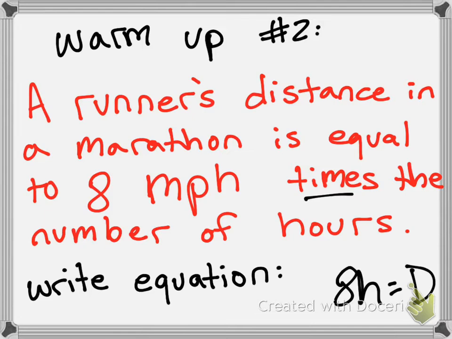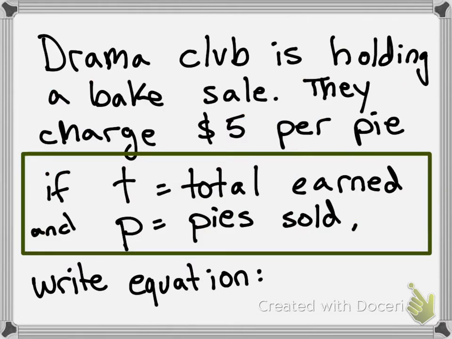It's really not that hard to turn words into numbers when you search for those key words. We search for the operations. We search for the numbers. We search for all of that. So, how about this one? You don't have to copy this one down necessarily, but Drama Club is holding a bake sale. They charge $5 per pie. If T is the total earned and P is the pies sold, we would have total equals, and who can tell me? Let's see, Lucy. Yeah, 5P. Great job.